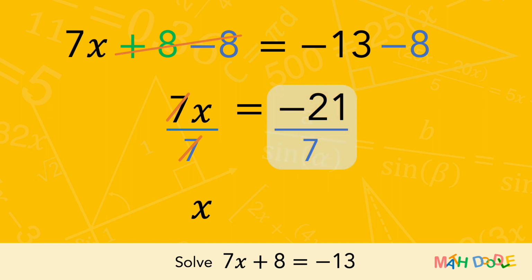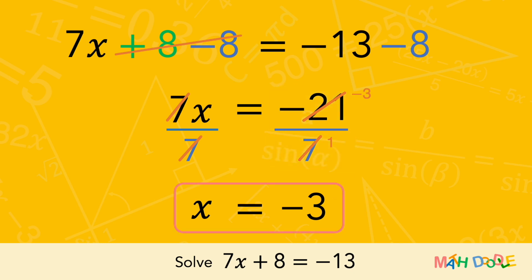Then, let's simplify the right side of the equation. Minus 21 divided by 7 is minus 3. So, the answer is x equals minus 3.